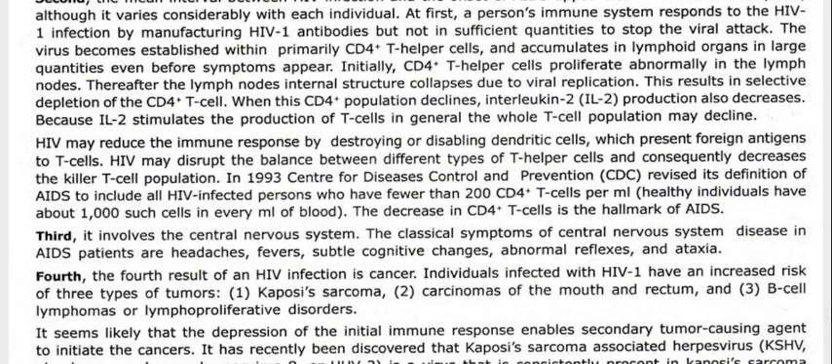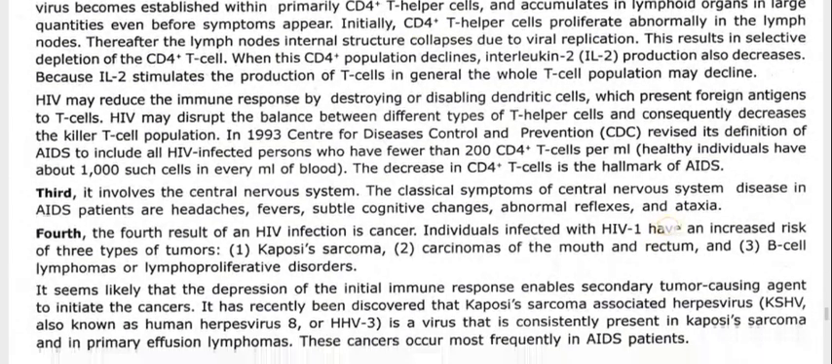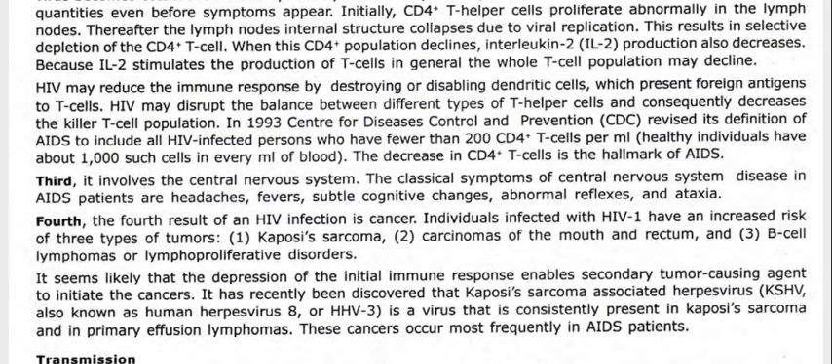HIV may reduce the immune response by destroying or disabling dendritic cells, which present foreign antigens to T cells. HIV may disrupt the balance between the different types of T helper cells and consequently decrease the killer T cell population. In 1993, the Centers for Disease Control and Prevention (CDC) revised its definition of AIDS to include all HIV infected persons who have fewer than 200 CD4 plus T cells per ml. Healthy individuals have about 1000 such cells in every ml of blood. The decrease in CD4 plus T cells is the hallmark of AIDS.